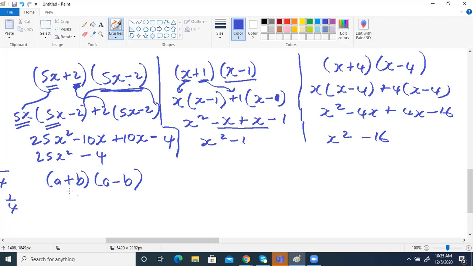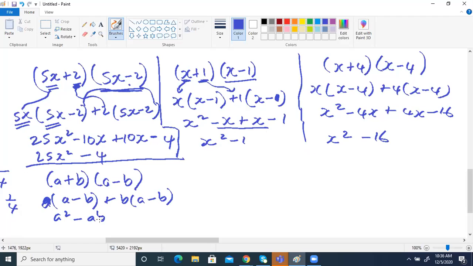So this one at the bottom now, what did you guys get? I got a squared minus b squared. A squared minus b squared. So a times a minus b, and this is plus b times a minus b. So we have a squared, ab, ab, b squared. Middle terms cancel, a squared minus b squared. All right.